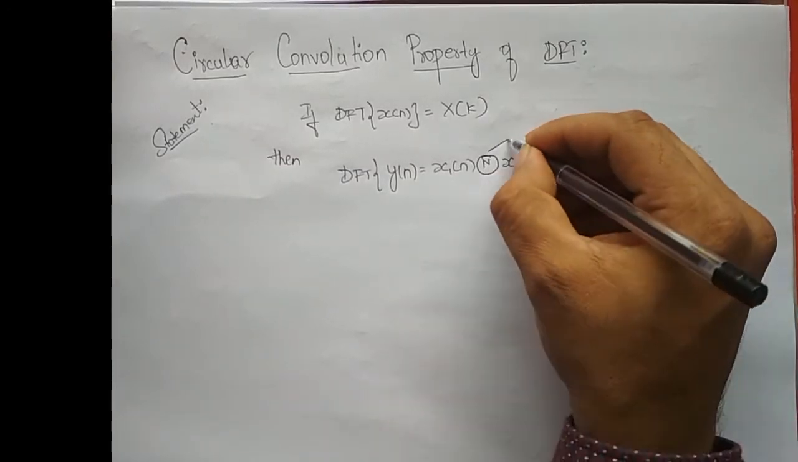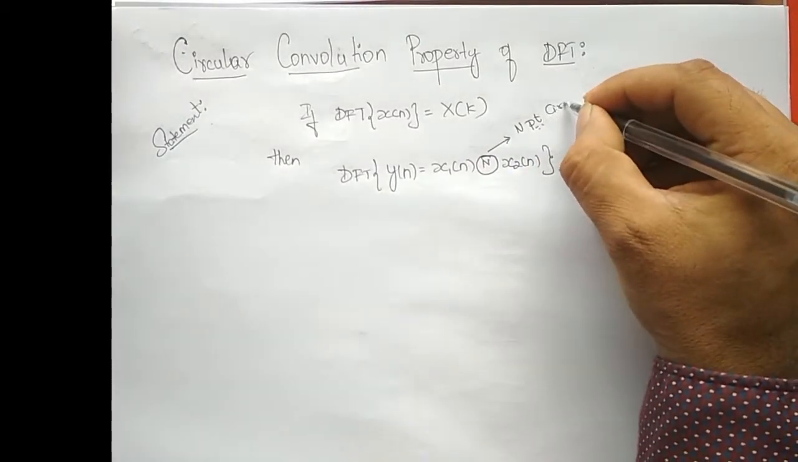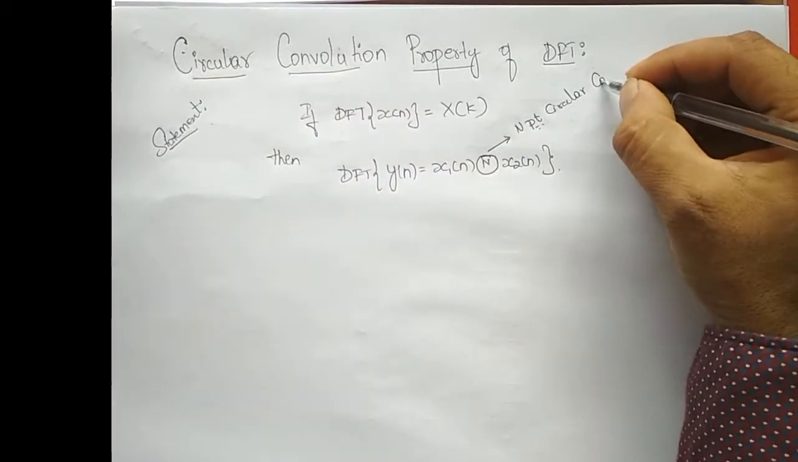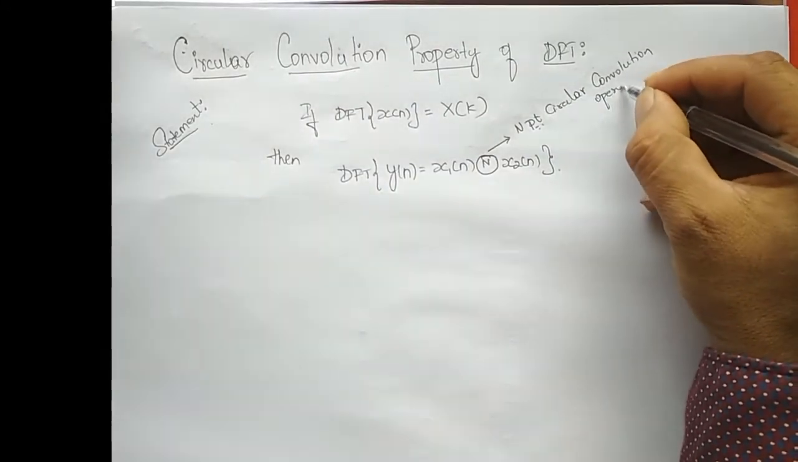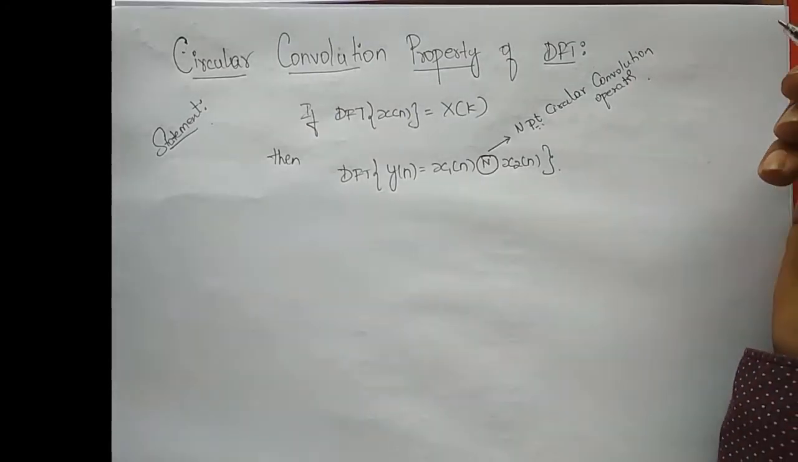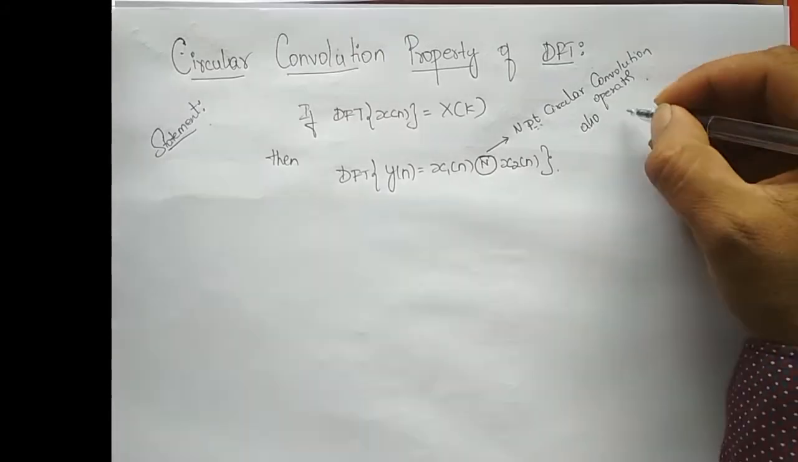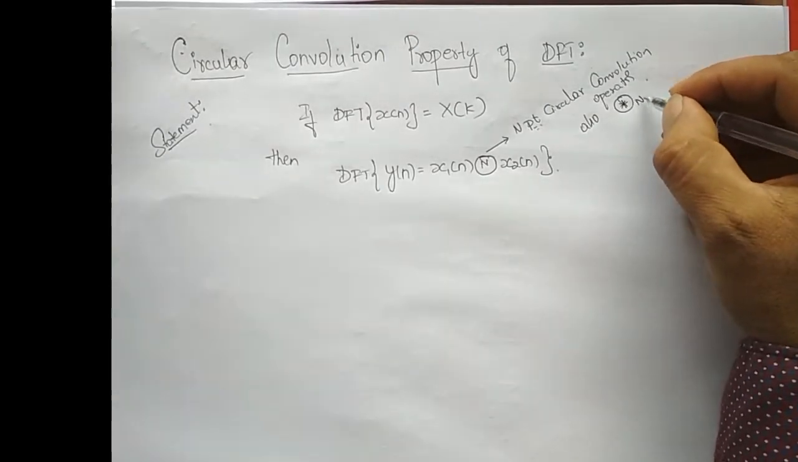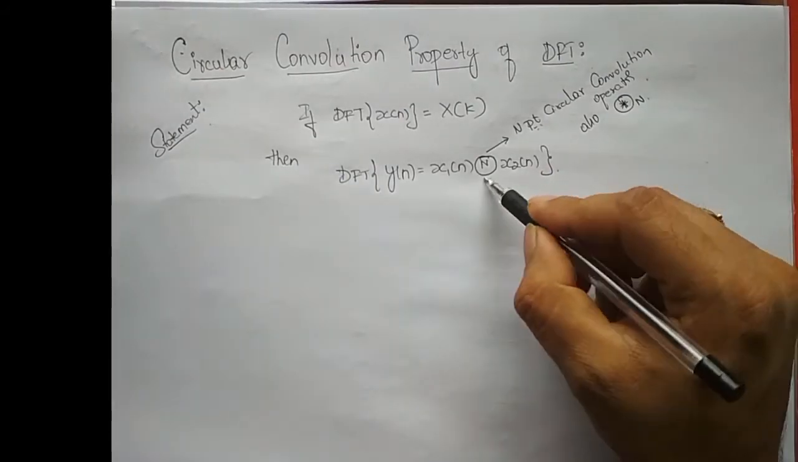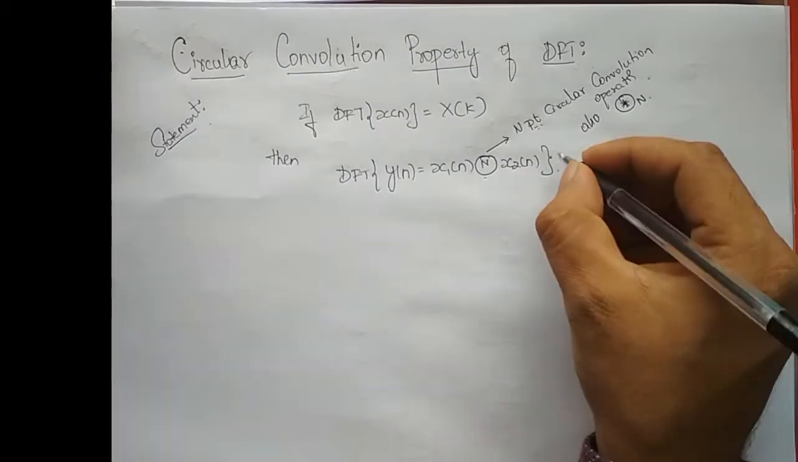is nothing but the n point circular convolution operator. It can also be written as a star in a circle with mod n. So this and this are both the same, so it's called the n point circular convolution operator.